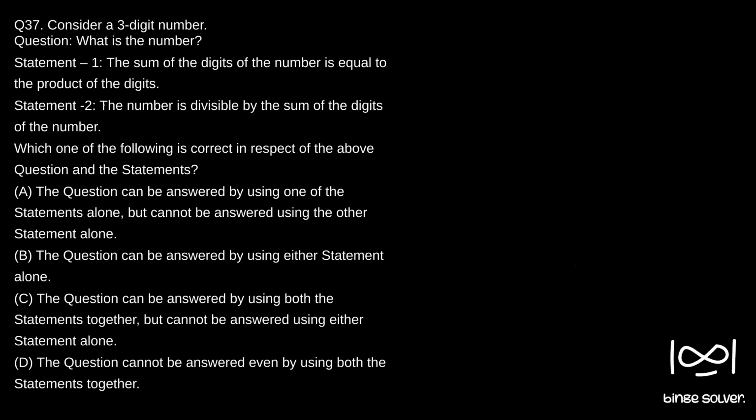So we will see, it is given it is a 3-digit number. Now the sum of the digits of the number is equal to the product of the digits. Let's say the number is xyz. So that means x plus y plus z is equal to x into y into z. That is the first statement. We can think of a lot of numbers like this, so the first statement alone will not be able to decode the number. So let's look at statement 2.